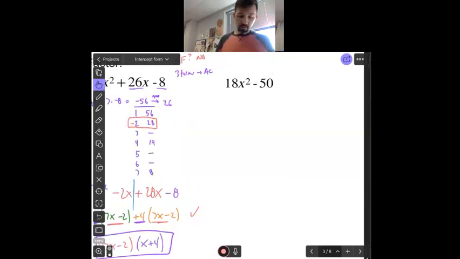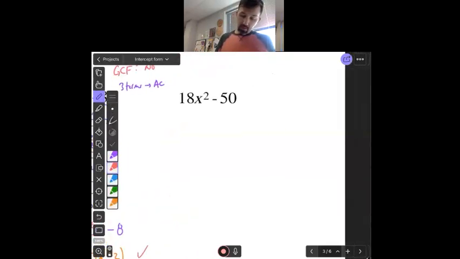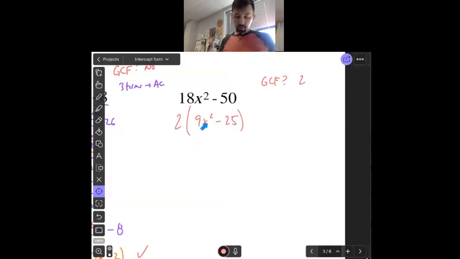Let's look at this last one. 18x squared minus 50 for GCF. Both of those are even, so they both have 2 in them. 2 times 9x squared, and then 2 times 25. Okay. So they don't have anything in common anymore, but there's a square. So can I do more? So now I look at that and I say, can I do AC method on this?